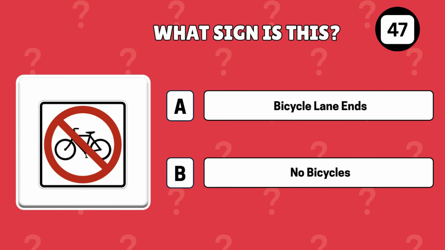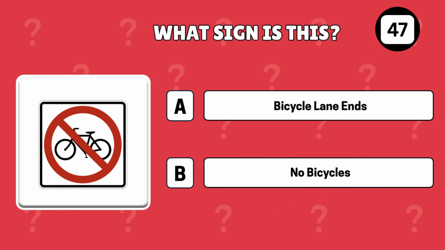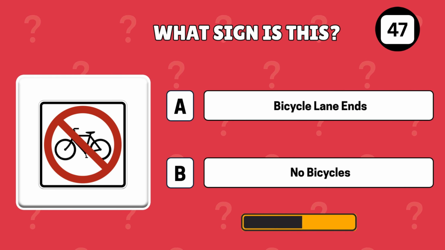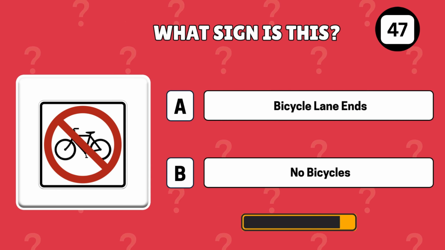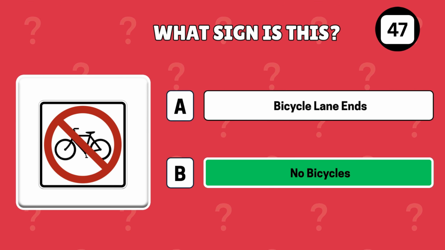What sign is this? A. Bicycle lane ends. B. No bicycles. Good observation. This is the no bicycles sign.